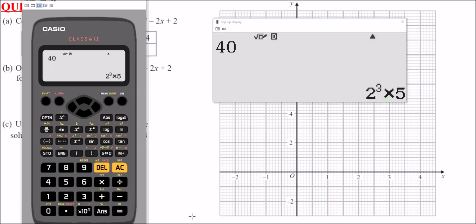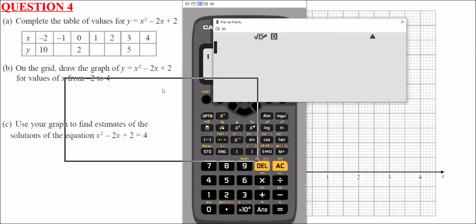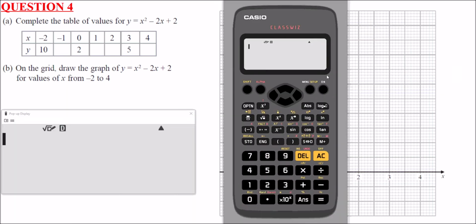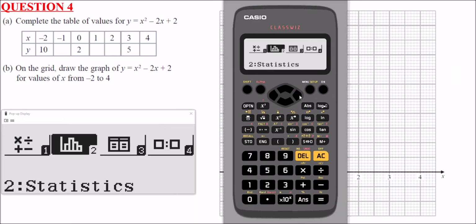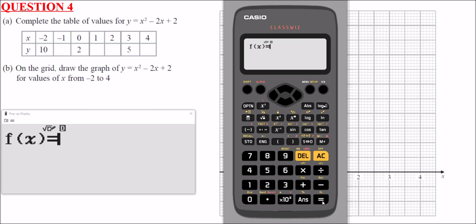So, using a Casio, what we're going to do here is get the calculator switched on. It's a good start. Now, we press menu and we scroll along until we get to table. Depending on which model of the ClassWiz you have, it might be a different option, but it will have a table function no matter which one you have. So go to table and press equals. F of x is just what it means by function of x, which is what we mean as y. So just read f of x as y.